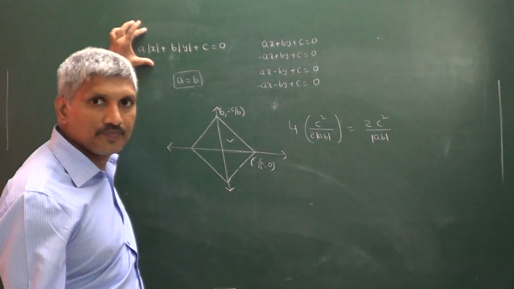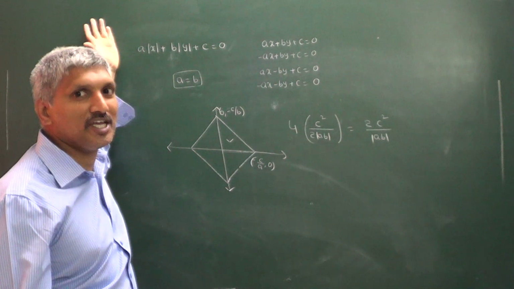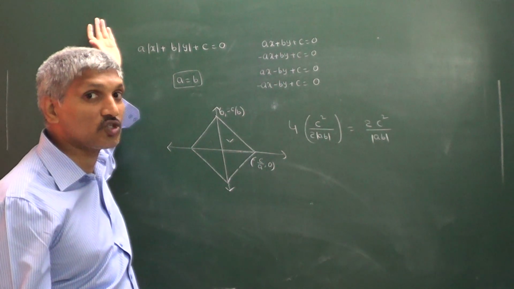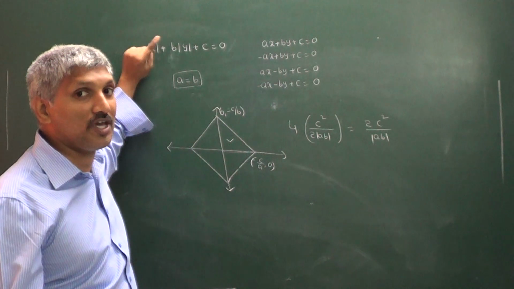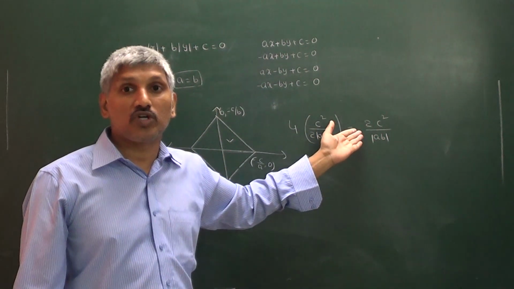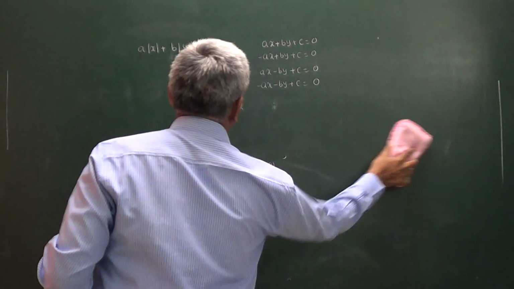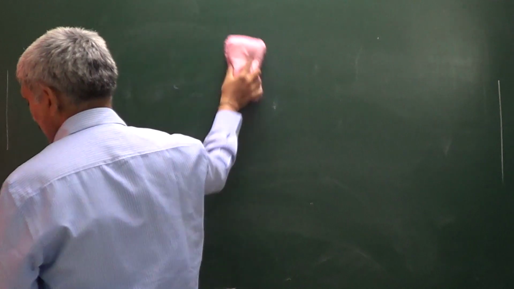So this forms a quadrilateral. If A is equal to B, that quadrilateral is a square. If A is not equal to B, that quadrilateral is a rhombus. Area is given by 2 times C square divided by mod AB. So that is about another piece of information regarding a line.